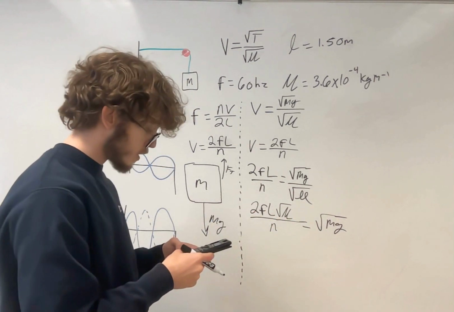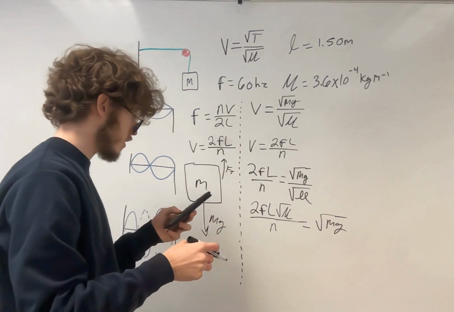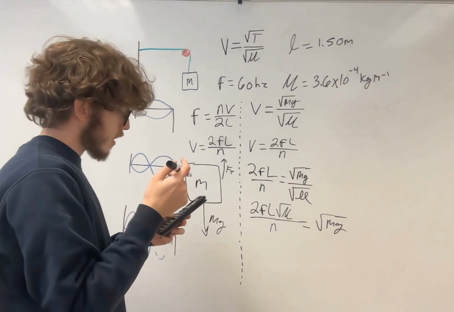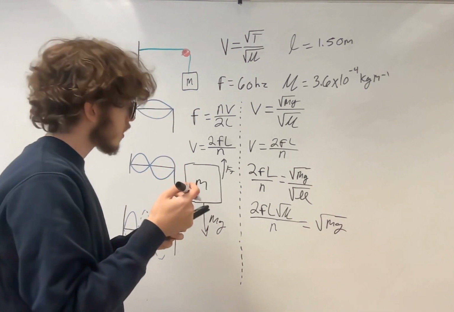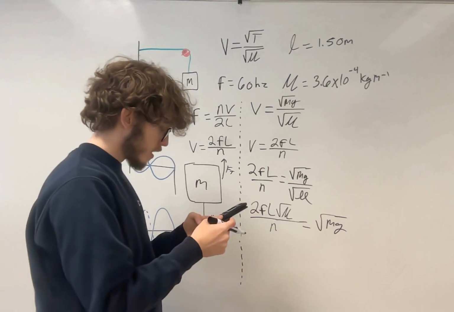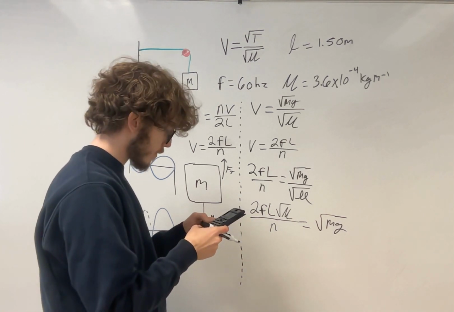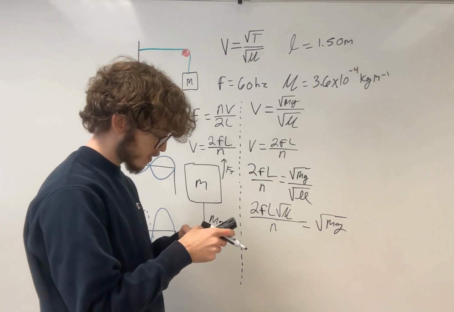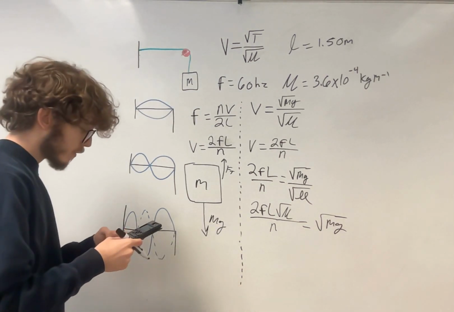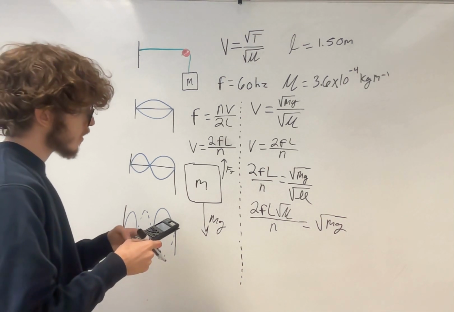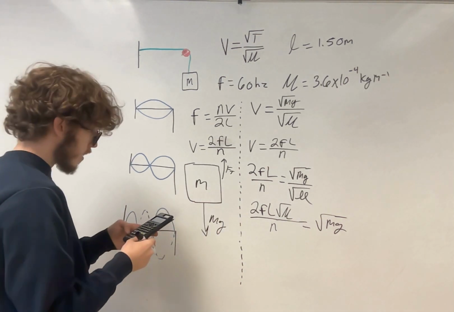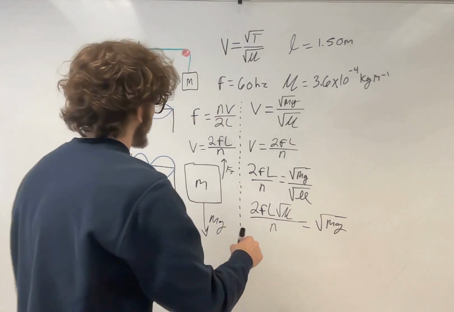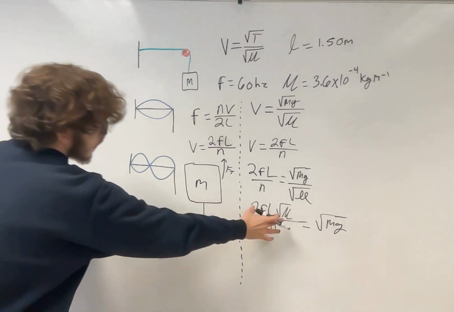It's going to be 2 times the frequency, 60 hertz, times the length of the string, 1.5 meters, times the square root of our linear mass density, 3.6 times 10 to the negative 4th. Okay, so let me plug that in quick. Okie dokie. And then we're going to divide that by which node we're on. So for the first node, we'll say that we are this whole section on the first node.